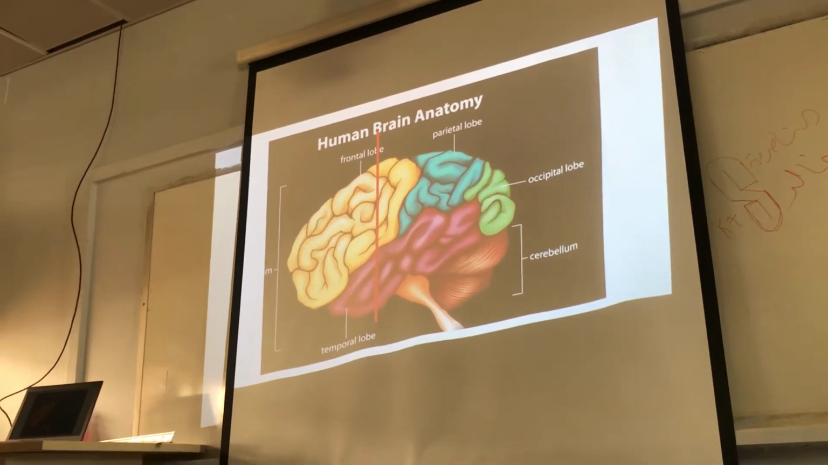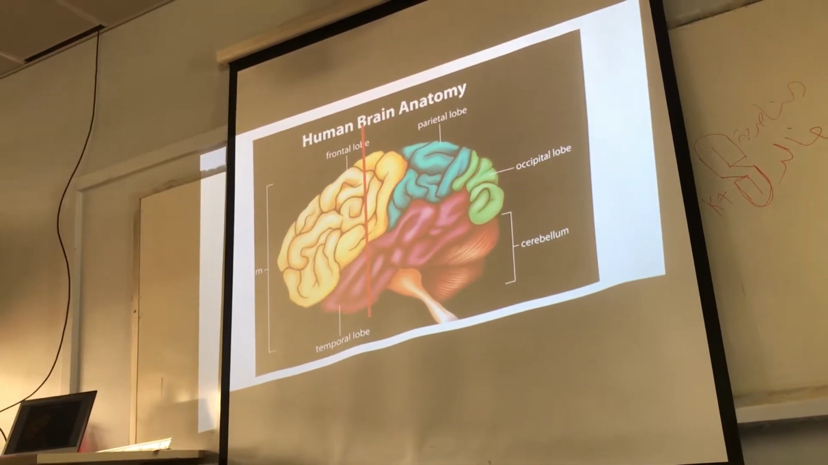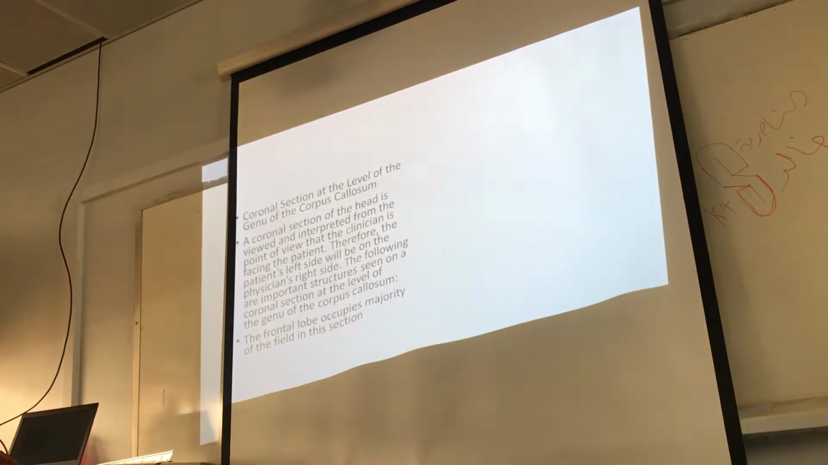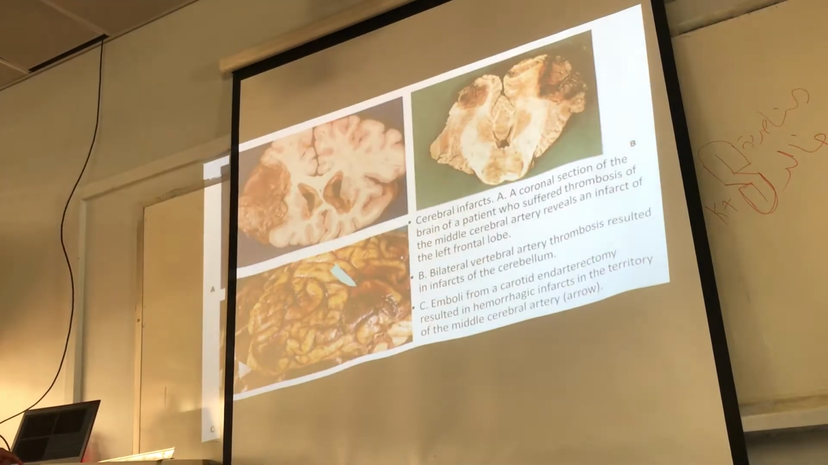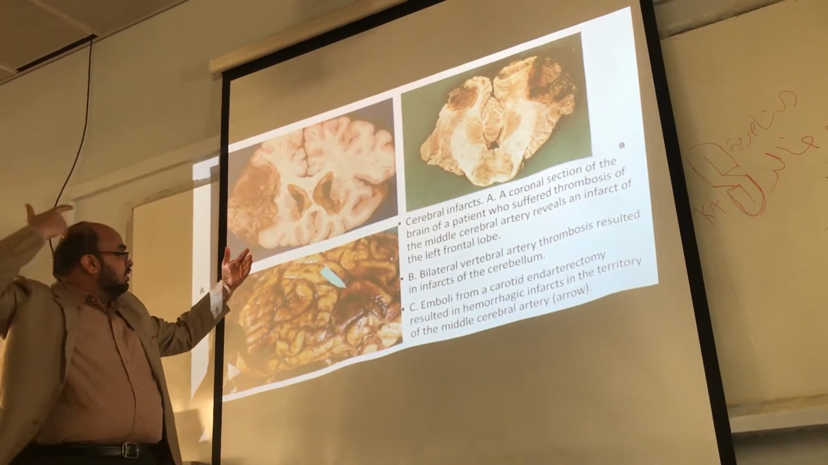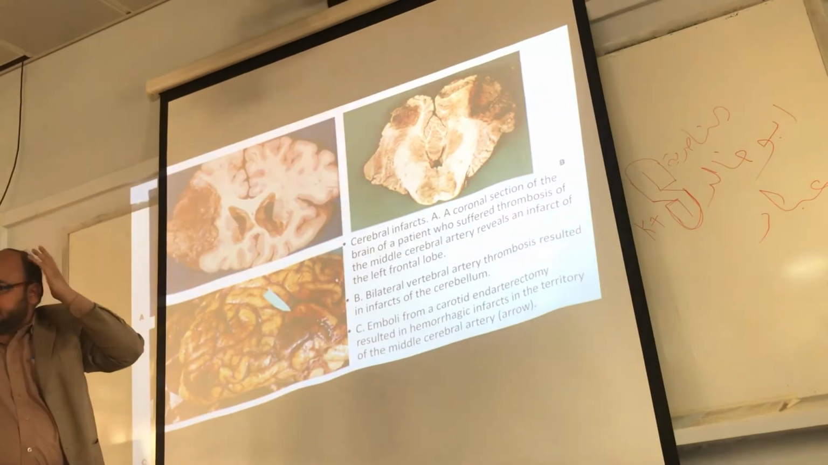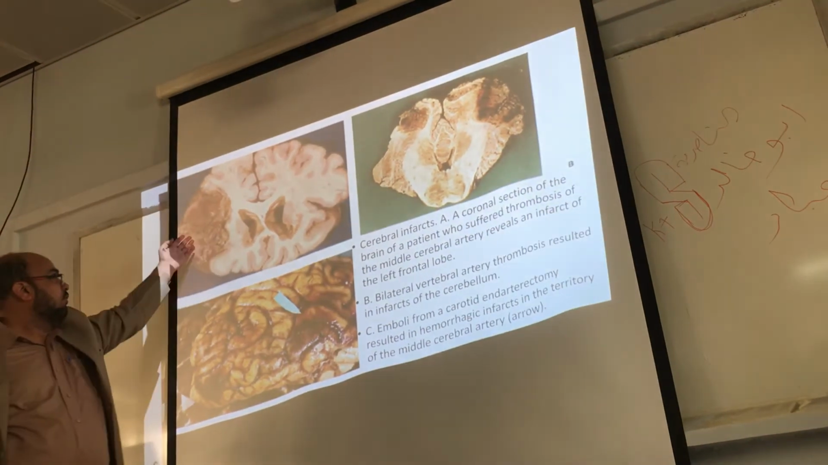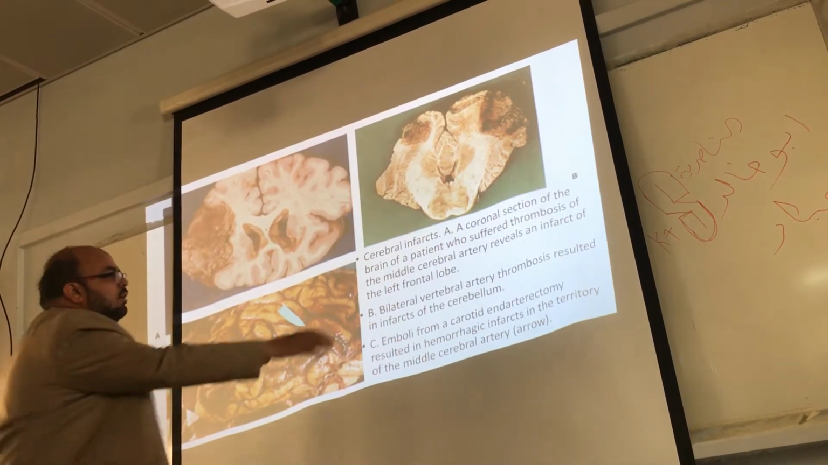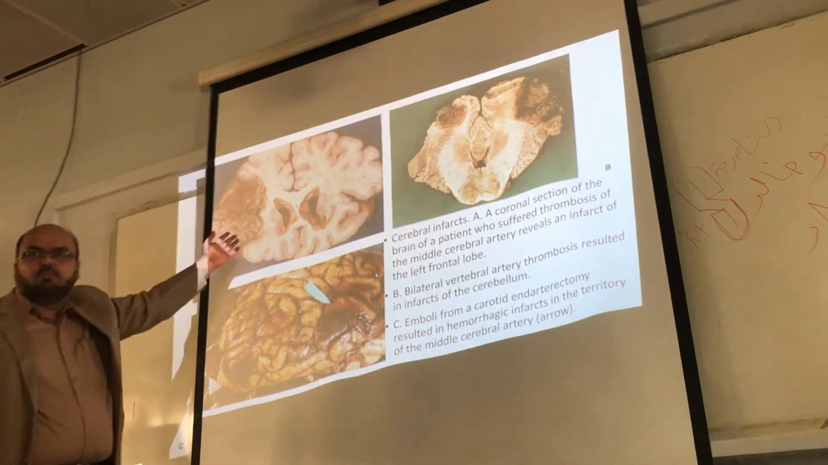What section is this? Coronal section. Why I've shown you these next figures is that they belong to this coronal section. This is the artery supplying the superior lateral surface, the middle cerebral artery. Following middle cerebral artery occlusion, there will be hemorrhage here. Suppose there is thrombosis of the middle cerebral artery with infarct of the left frontal lobe.